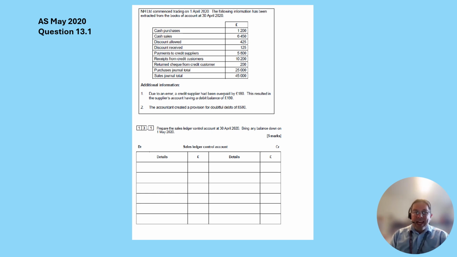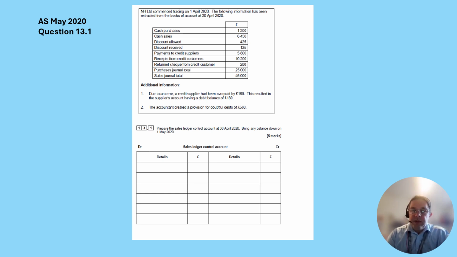So this is from AS May 2020, question 13.1. Now you'll notice that on the list there are some transactions which are not relevant for sales ledger control and some that are there for purchase ledger control. It actually was a question which had 13.1 sales ledger, 13.2 purchase ledger control. I will go through purchase ledger control in a separate video, but I think it's useful to note that sometimes you'll have a list of transactions and some of which you do not include in your answer.